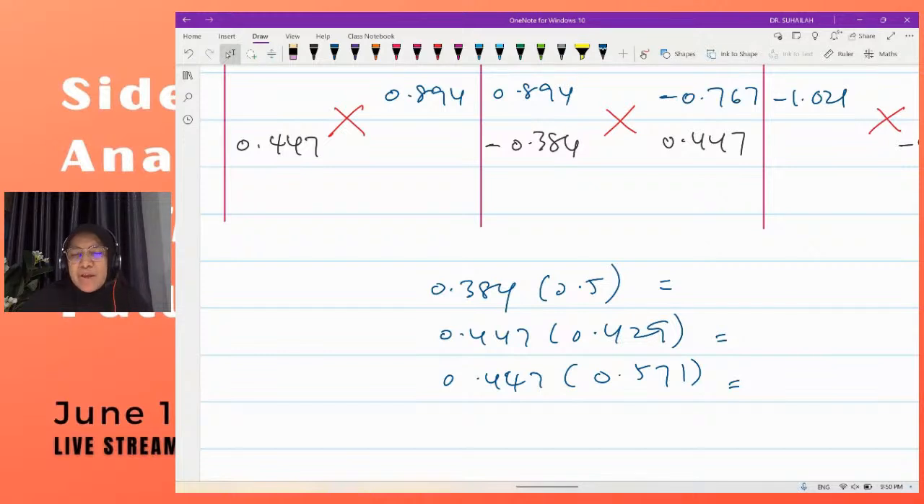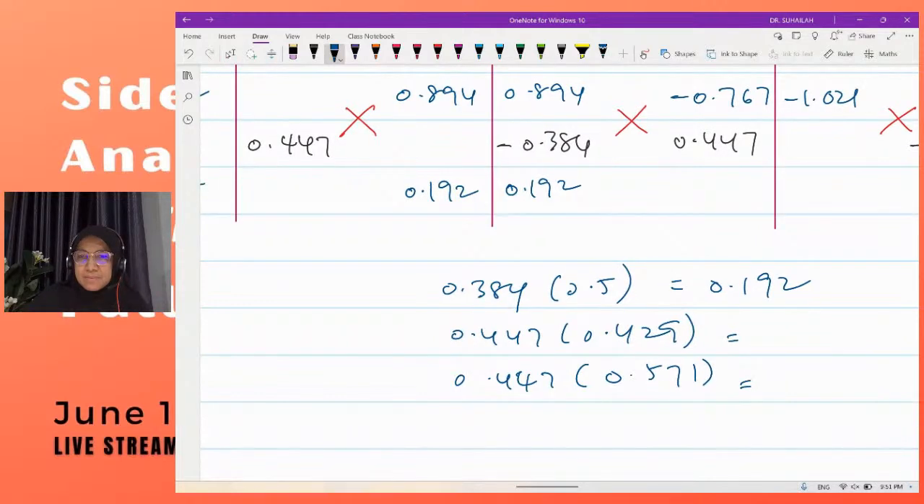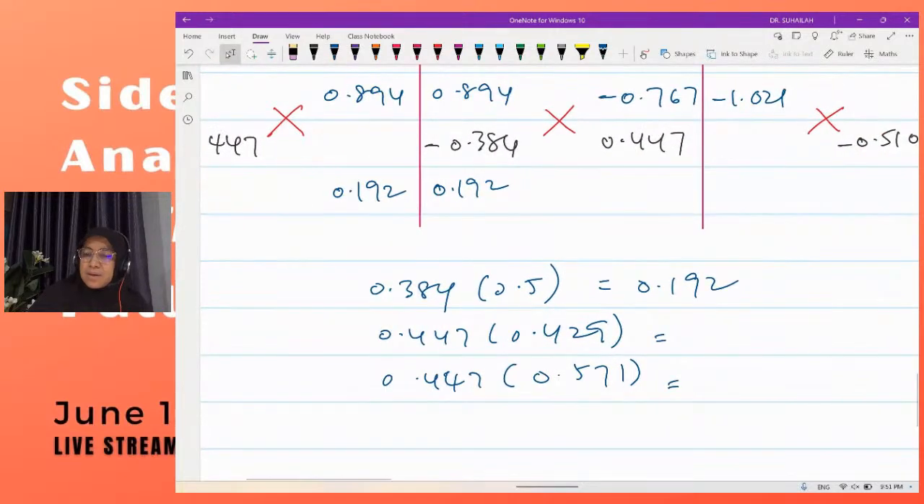0.384, cepat. 0.384 times 0.5 is 0.192. Okay, next 0.447 times 0.429. Negative 0.192. Okay, last value.